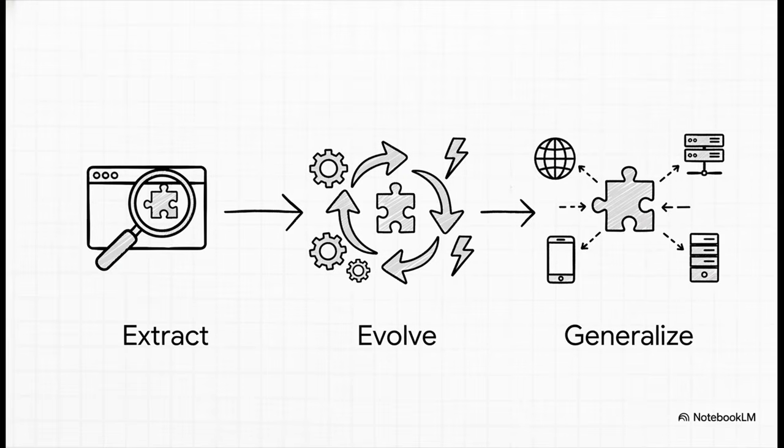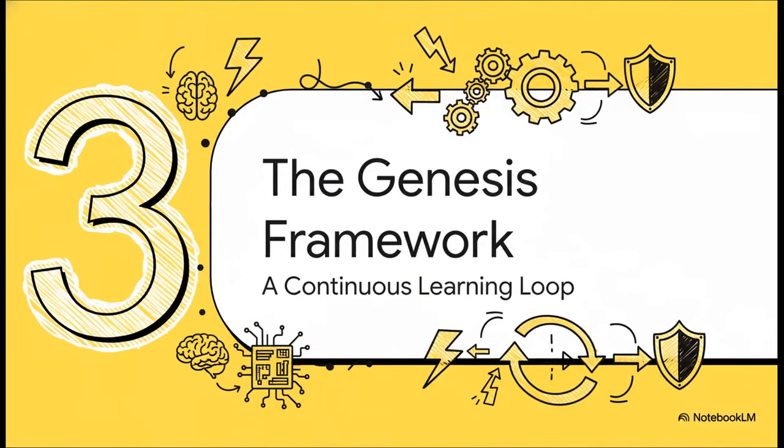Prior work did not include a framework for the dynamic evolution of attack strategies. The paper claims the core challenge is not just crafting a single prompt, but being able to extract, evolve, and generalize strategies that work in different contexts. Let's get into the architecture of their proposed solution, the Genesis framework.